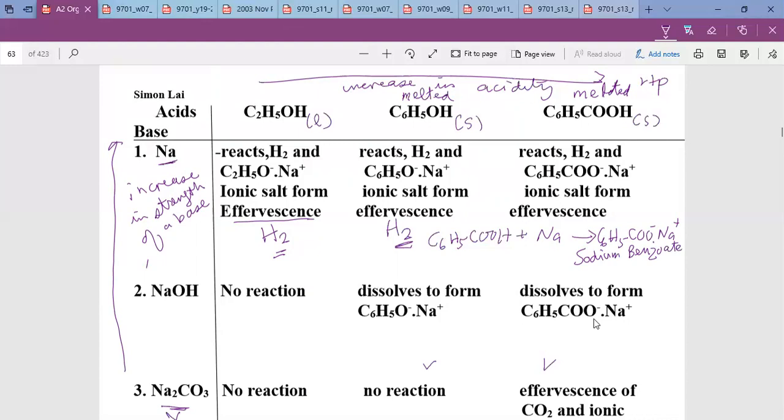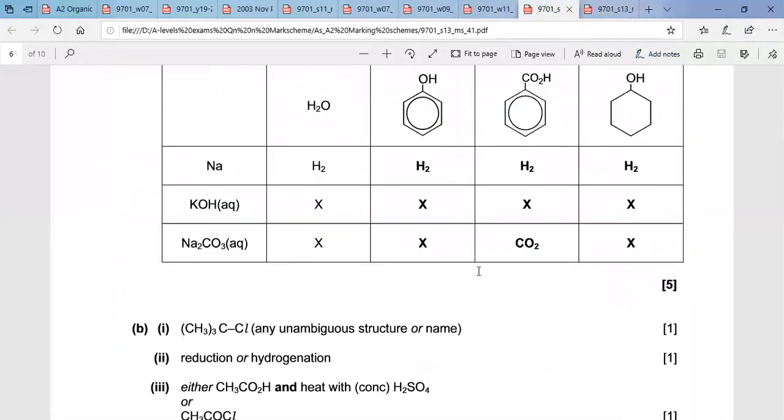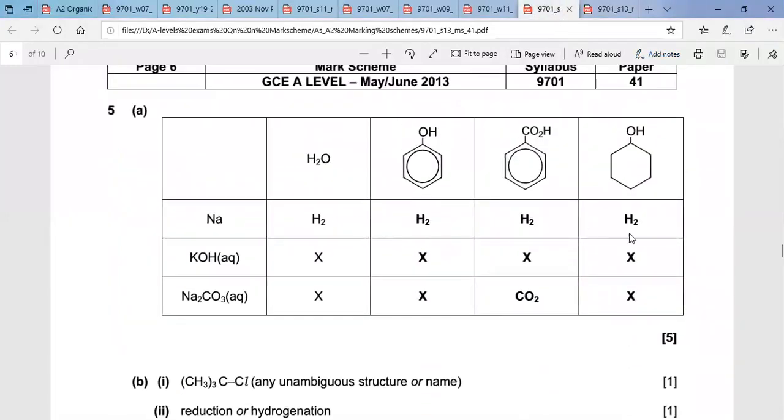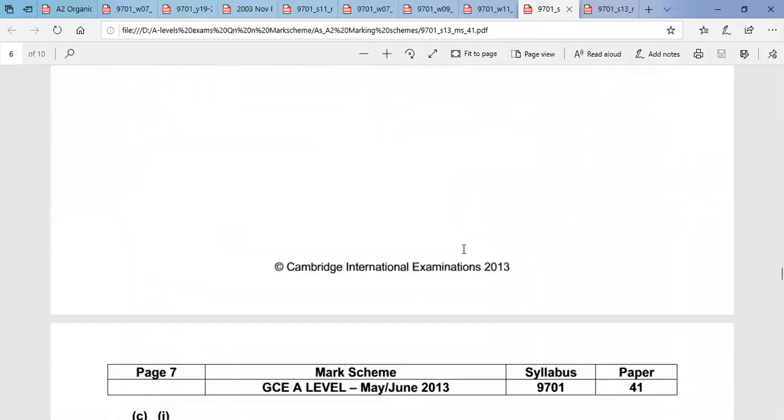So you get benzoate, plus the hydrogen gas. You need to put 2, 2 and 2. They will ask you for this equation, my friends. My dear beloved students, you better wake up. So melted, and you get hydrogen gas. This is the equation for sodium. Did they ask you a question? Good for you.